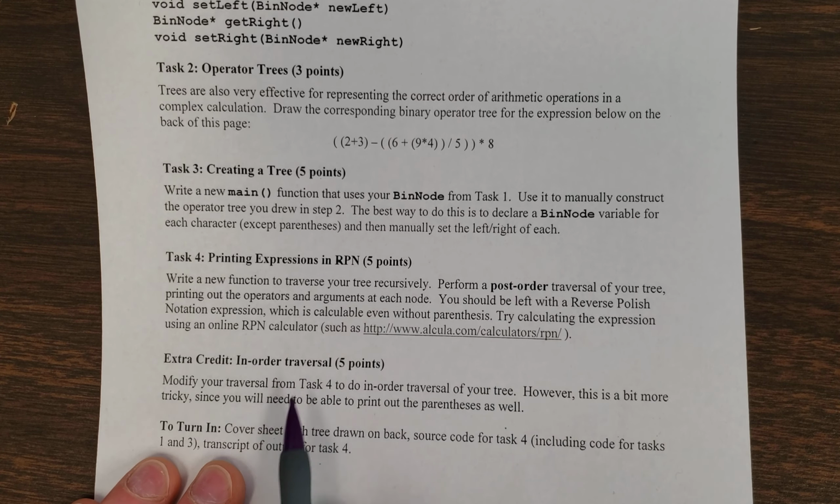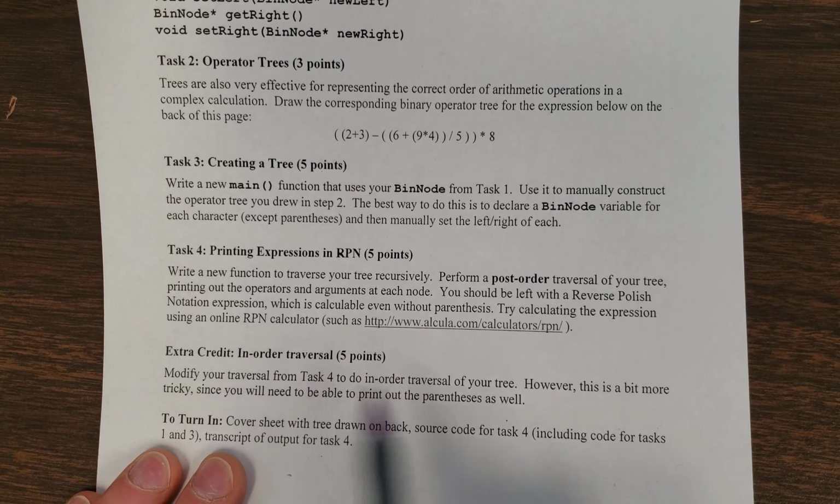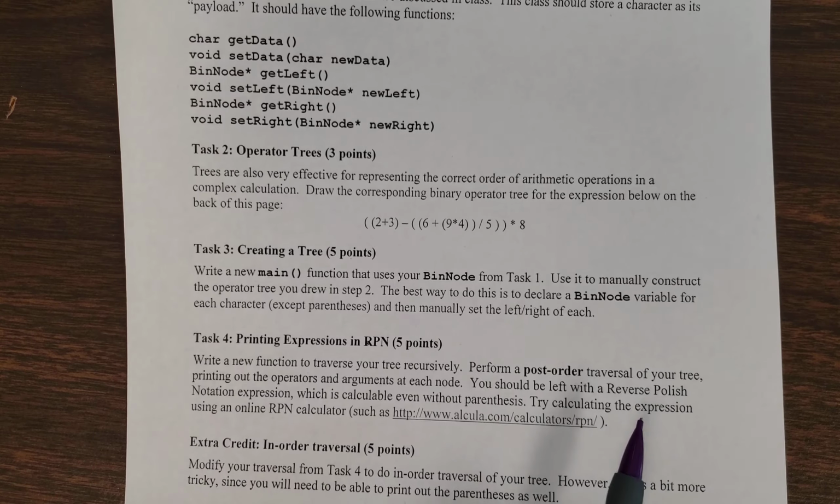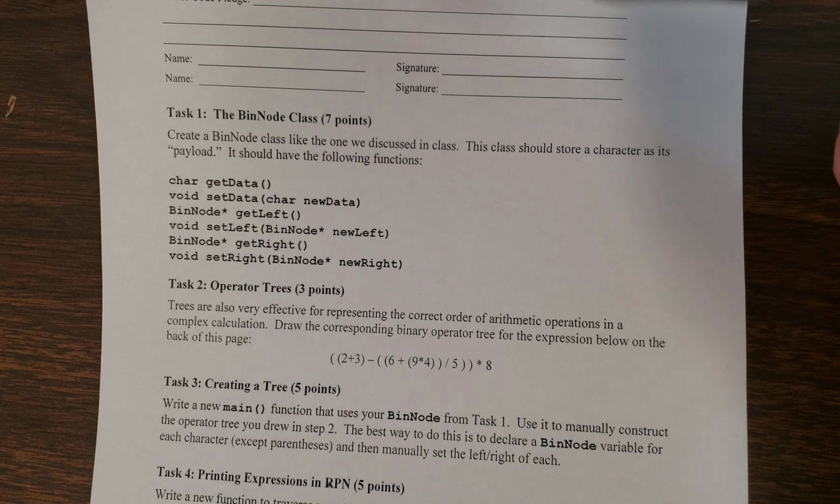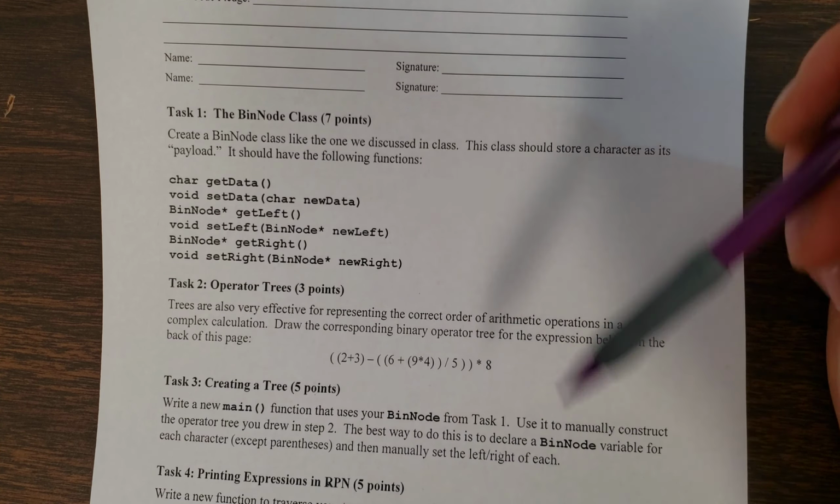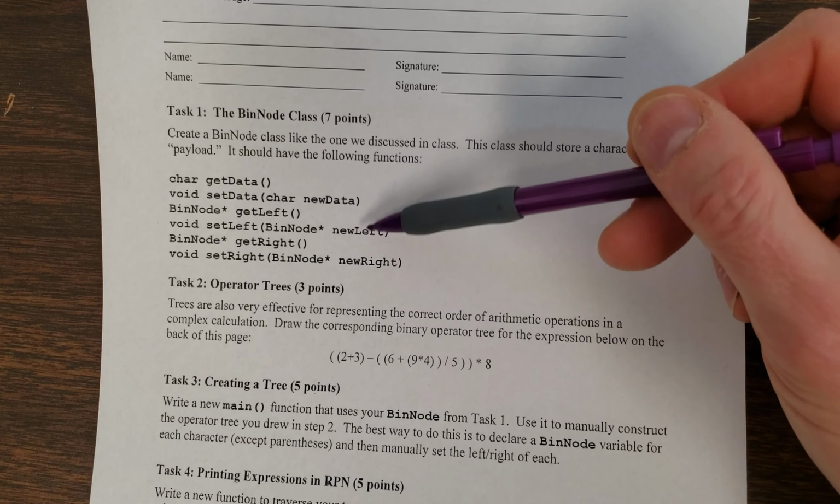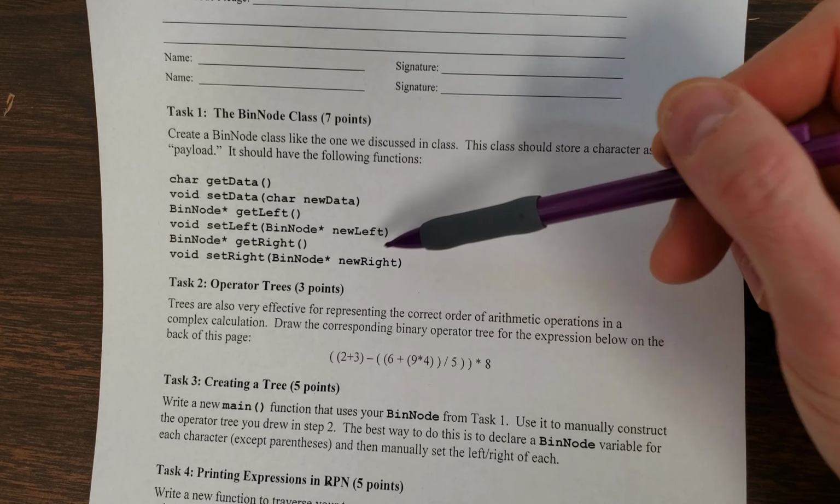And then the in-order traversal, you can do it. All you have to do is switch two lines. However, you're going to have to handle the parentheses in this case, or else you'll just get a big old glom of characters. All right, so we're going to set to task. There is no template available here because part of the assignment is to actually write the bin node class.